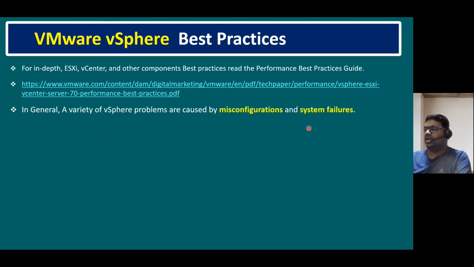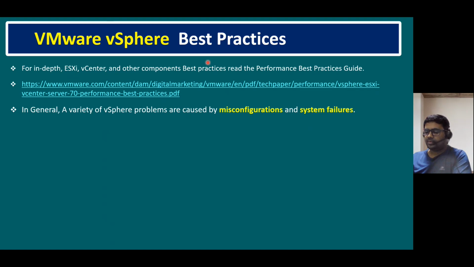And system failures are expected. It's a kind of hardware-related issue or operating system-related issue. These are all unpredictable, but misconfiguration is still within our control. If you do an infrastructure implementation with best practices, definitely the IT infrastructure, the virtual infrastructure, or the other network and storage infrastructures will always be stable.